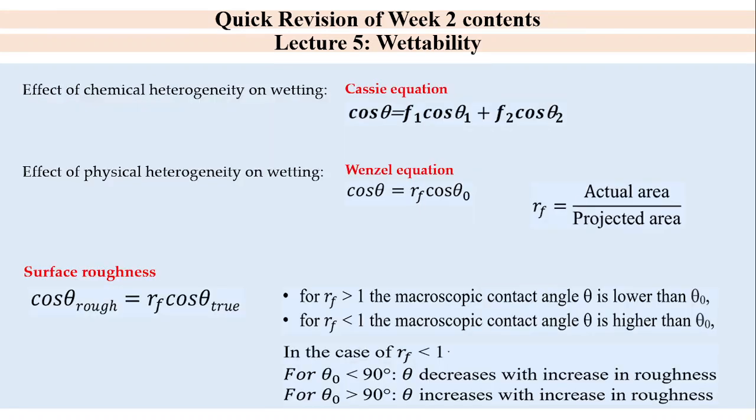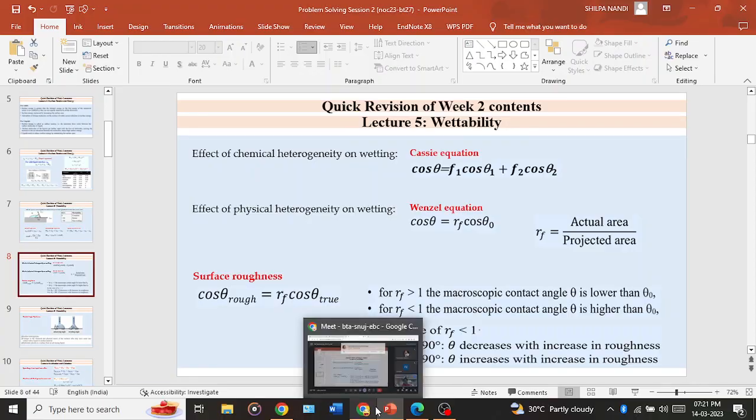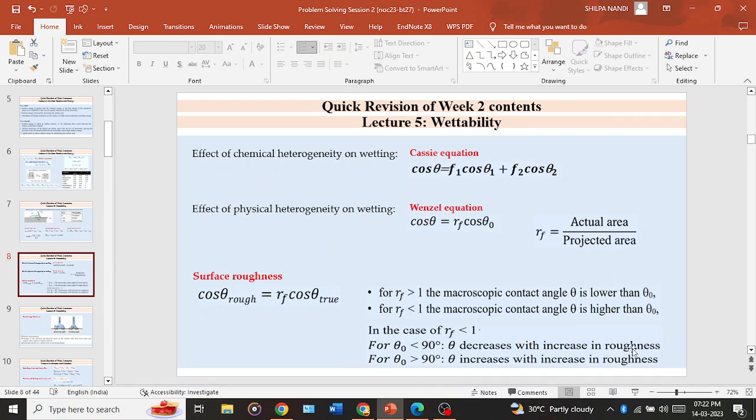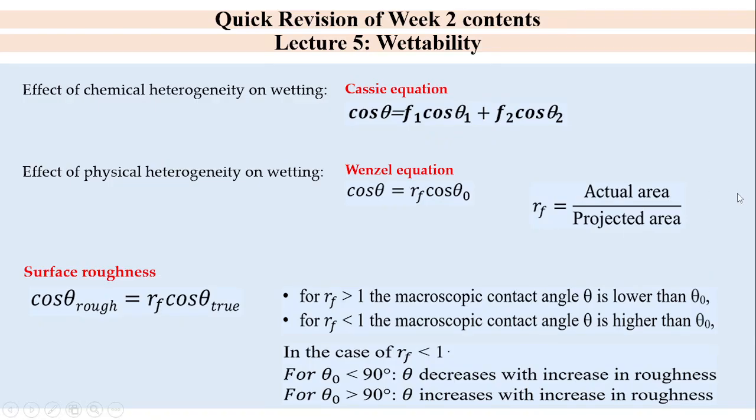In the same lecture, we also studied the effect of chemical heterogeneity on wetting, which was represented by the Cassie equation, wherein cos theta is given as F1 cos theta 1 plus F2 cos theta 2. Also, we studied the effect of physical heterogeneity on wetting, given by the Wenzel equation, wherein cos theta is equal to Rf cos theta naught.